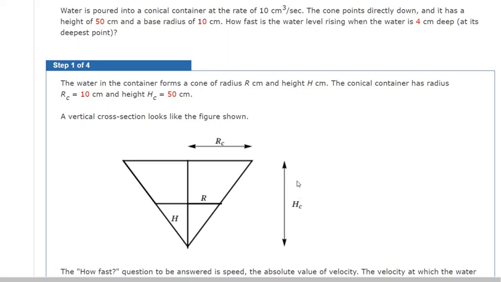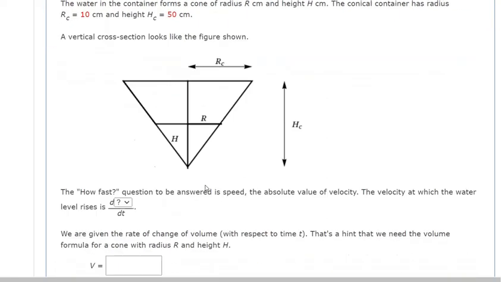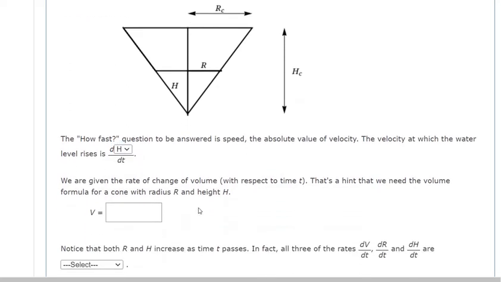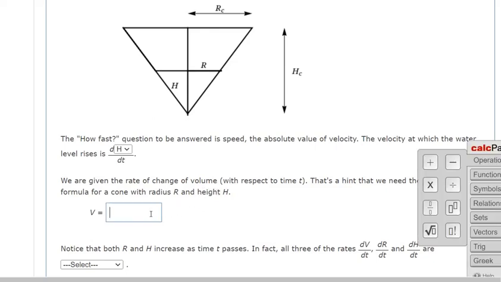Actually, this is the constant. Sorry, they're saying probably h of c, meaning the constant height. So h prime is what we're looking for. So that's what they want you to write here, dh with respect to time. We're given the rate of change of volume. That's a hint. We need the volume formula of a cone.